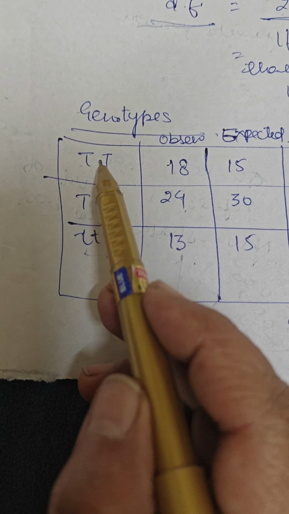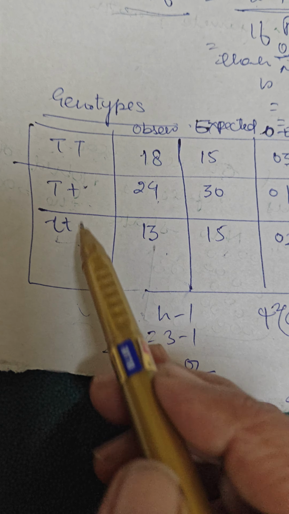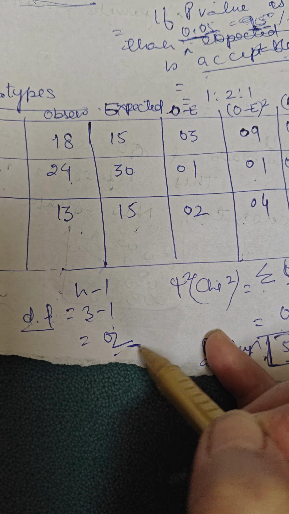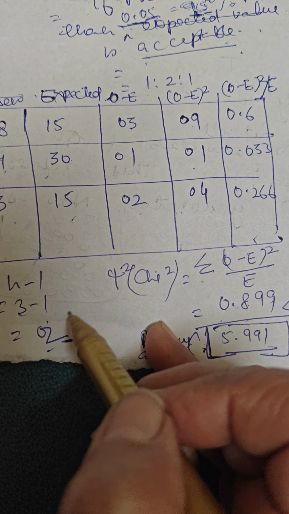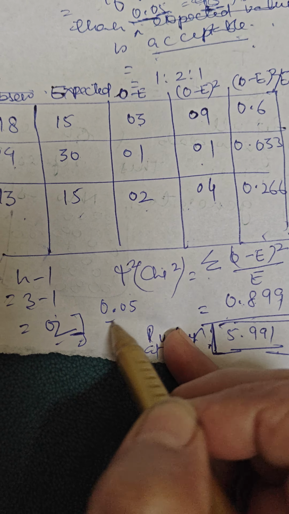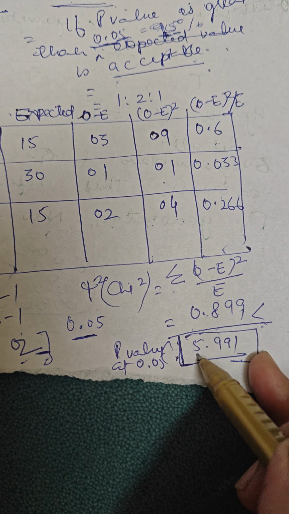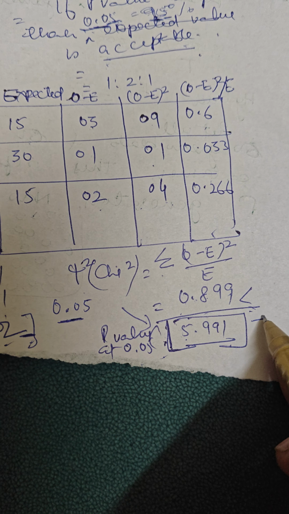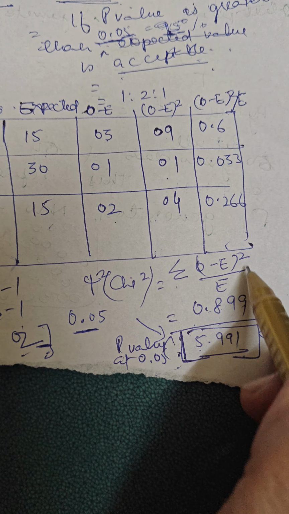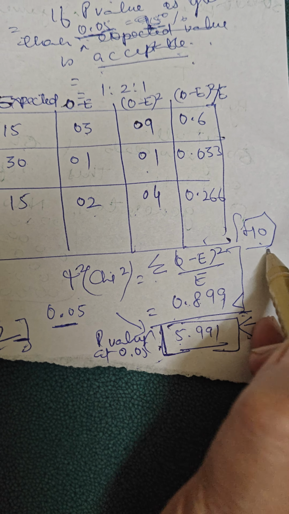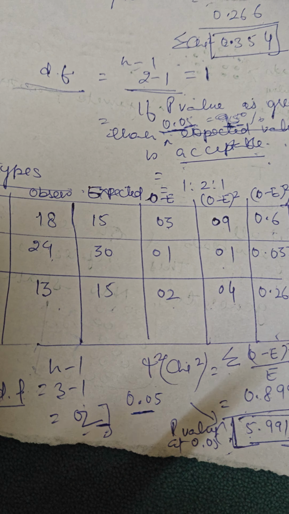You have here 3 rows, so n minus 1, where n is 3, minus 1, is equal to 2. And you have to look for this value under degree of freedom 2 for 0.05, right? This p-value at 0.05 reflects 5.991, which is higher. So again, the null hypothesis would be accepted, right? This is how you calculate it.